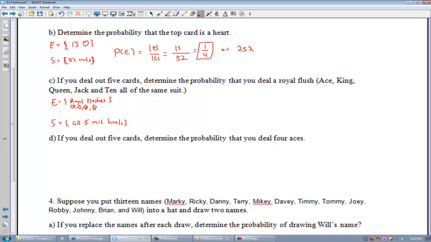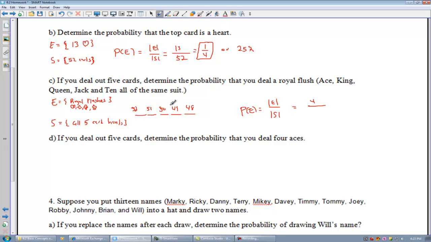Our goal here is to figure out the probability of E, which equals the number of things in E divided by the number of things in S. The number of things in E is easy. There's just 4 royal flushes. So it's 4 divided by. But to count all the 5-card hands, remember, how do we do this? We have 5 spots. We get 52 choices for my first spot, 51 for the second, 50 for the third, 49 for the fourth, and 48 for the fifth.